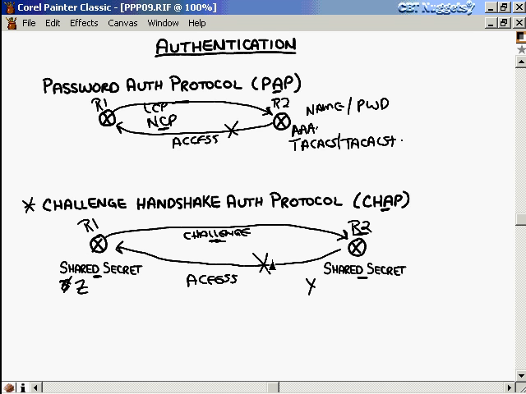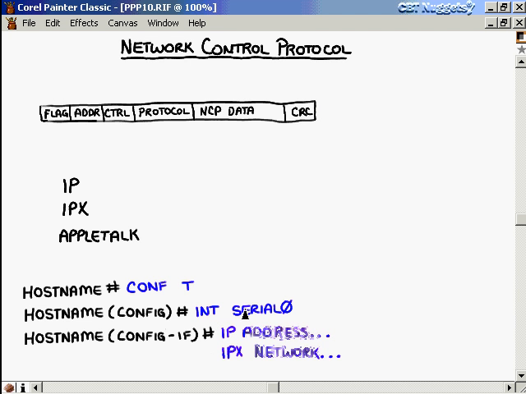There you have authentication. It's pretty straightforward, and it's recommended in most scenarios where you use PPP. All right, now let's go into the network control protocol. Here again we see the frame. Remember, within the frame, the flag field, the address field, and the control field are always going to be the same. And where we're going to find something different is within the protocol field.